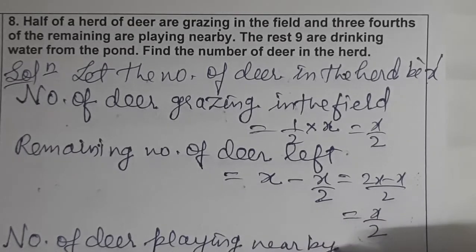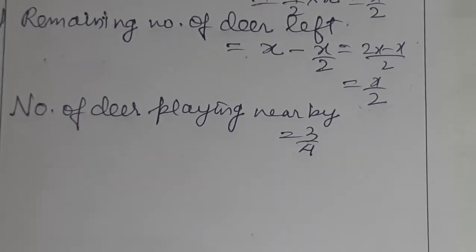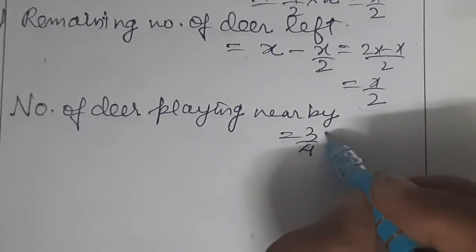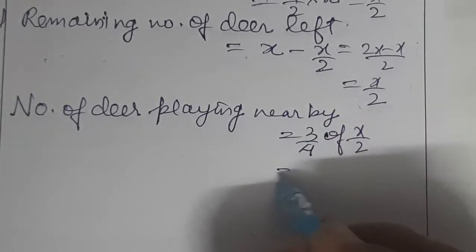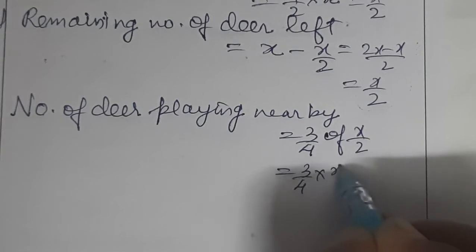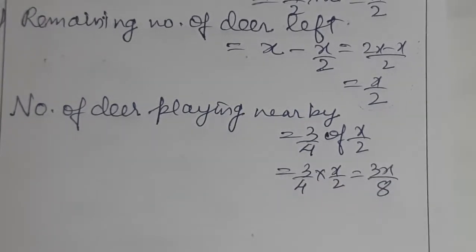How many are playing nearby? 3/4. How many are playing? Number of deer playing nearby. 3/4 of remaining. Remaining is x by 2. Means 3 by 4 into x by 2. 3x by 8 are playing nearby.